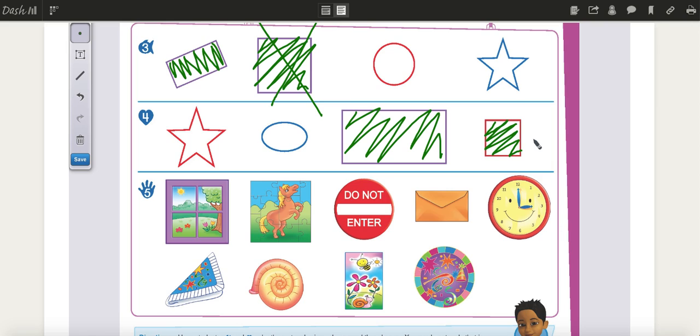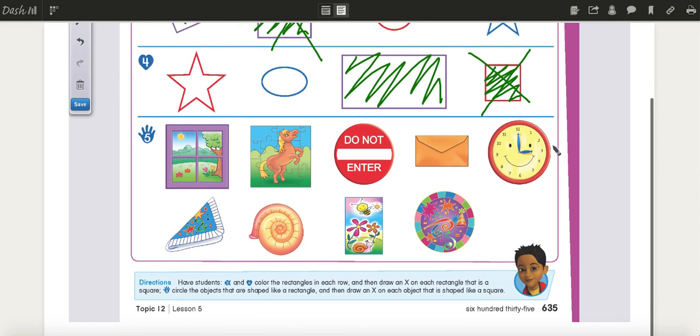Is this one a square? Yes, because all the sides are the same length. So we're going to draw an X on it. Okay, for number 5, it says, circle the objects that are shaped like a rectangle, and then draw an X on each object that is shaped like a square. So we're going to circle all of the rectangles.